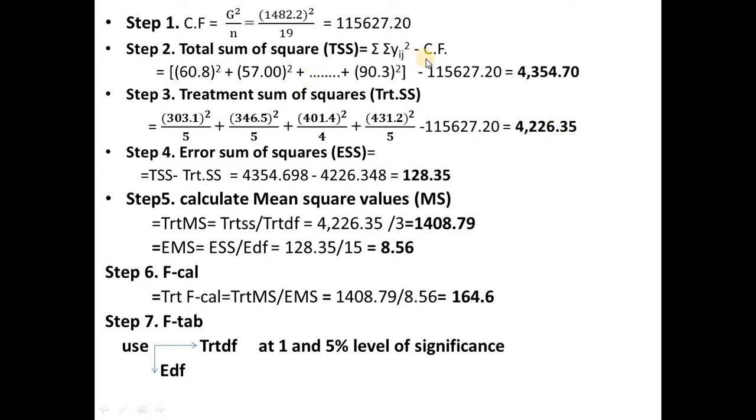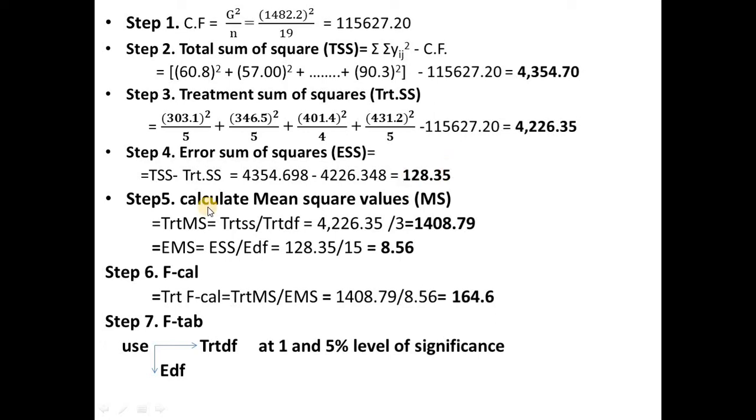Then after we have got the total sum square value and treatment sum square value, we just have to calculate the error sum square value, or ESS. In order to get ESS, we just have to subtract the treatment sum square value from the total sum square value. So the total sum square value was this one, and the treatment sum square value was this one. If we subtract this value from this value, we get 128.75.